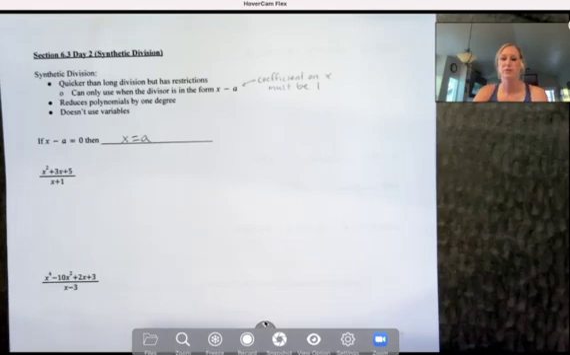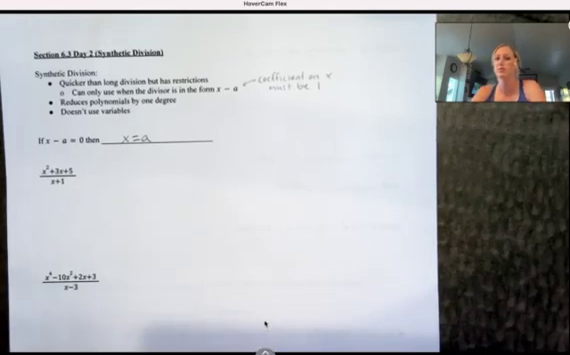Guys, in this video I am going to be covering 6.3 day 2. We've just worked on polynomial long division, and I'm going to show you another method for dividing. This method is called synthetic division. It's definitely quicker than long division, but it does have some restrictions. Long division always works. Synthetic is more efficient, but we can only use it in certain instances.